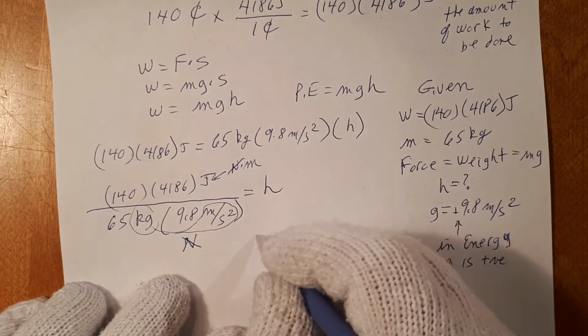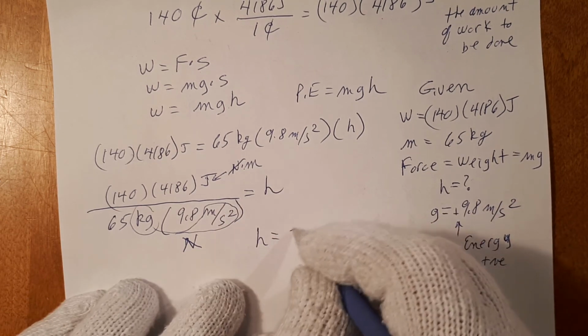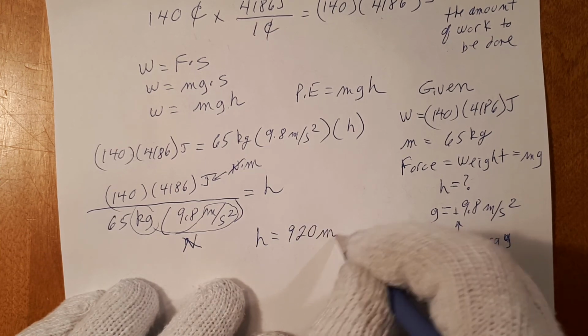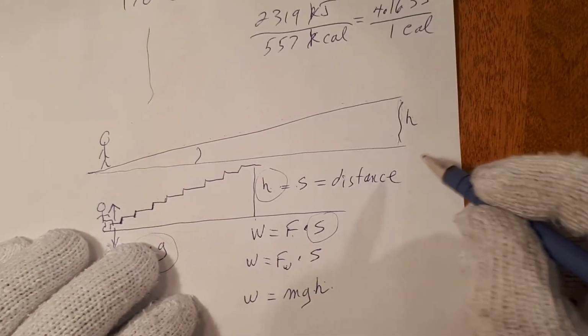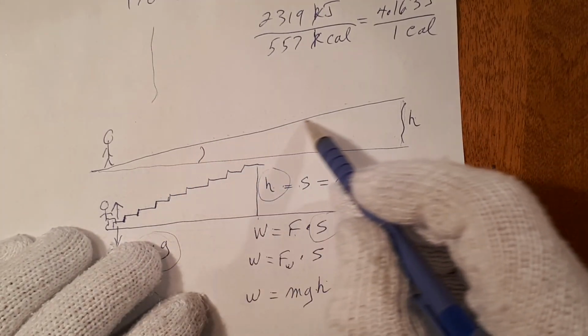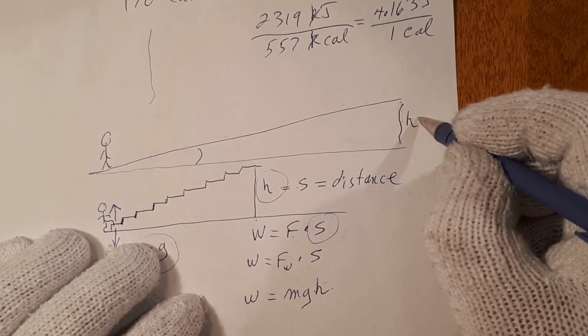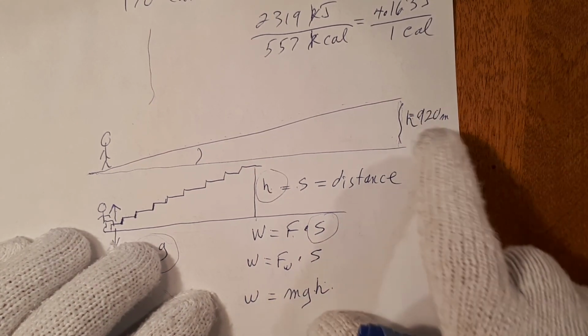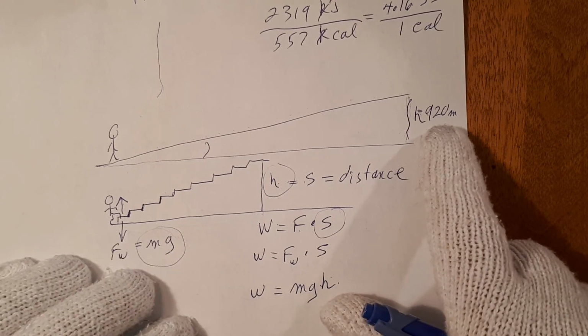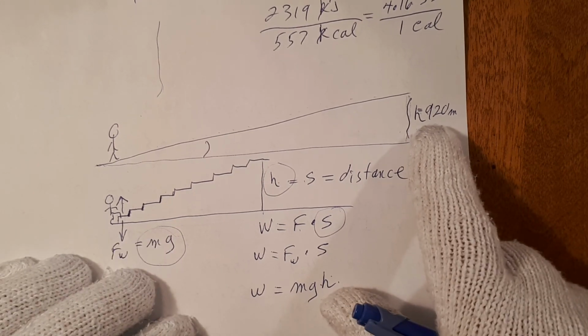Therefore, solving all of this, h is equal to 920, and the unit that's left over is meters. So he needs to climb on a slight angle all the way up to a height of 920 meters in order to work off all of the energy from the bar, from the cereal bar.